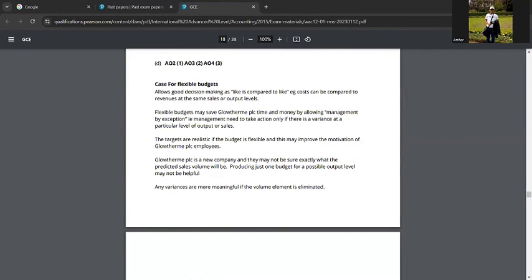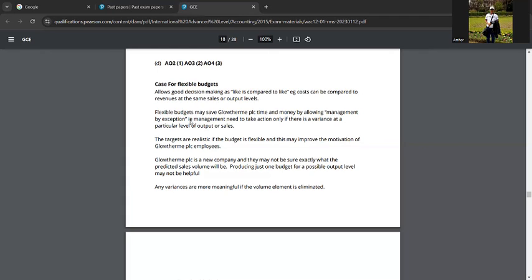So in this question, they're saying Glowtherm PLC is considering using flexible budgets when preparing budgets. Evaluate the possible use of flexible budgets for Glowtherm PLC. So you can tell flexible budget allows good decision making. Okay, like is compared to like. That means costs can be compared to revenue at the same sales or output levels. So they can compare both and see, and it allows for good decision making. When we are comparing both, we can make good decisions. That is what they are saying.